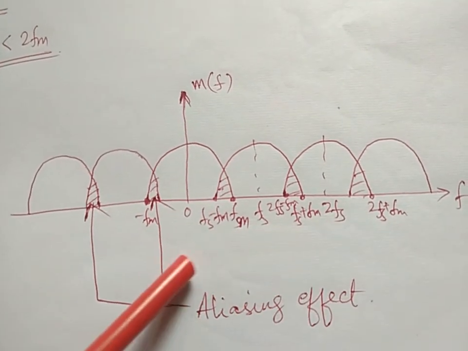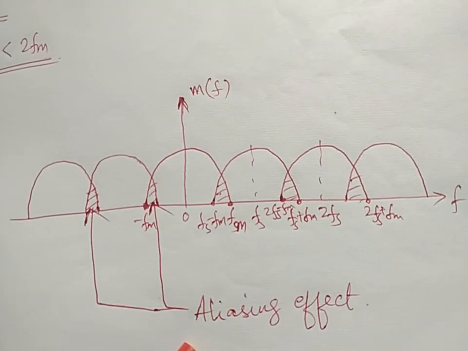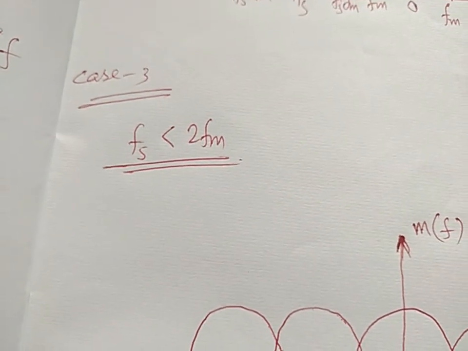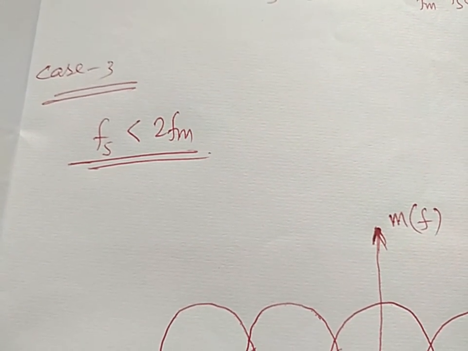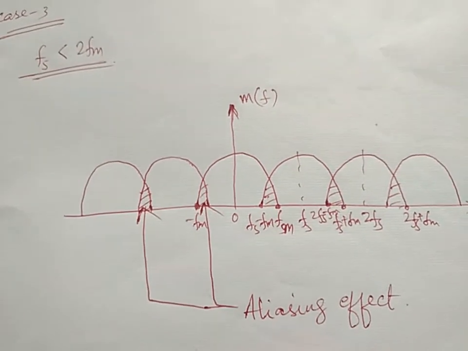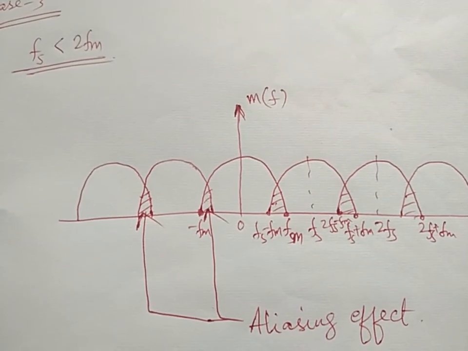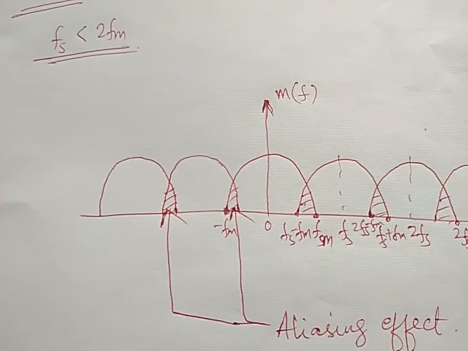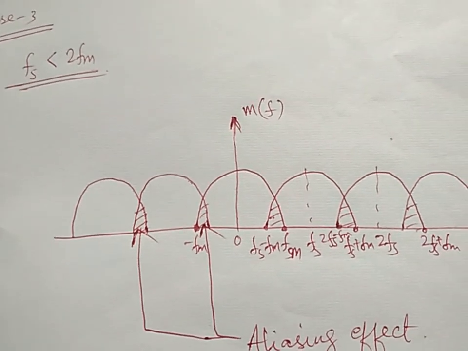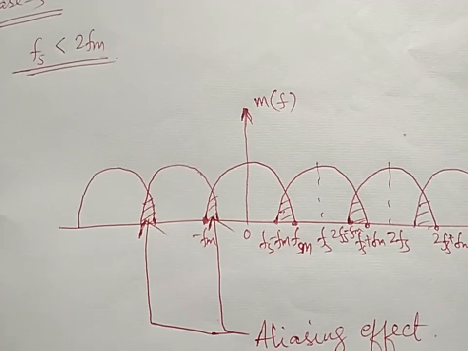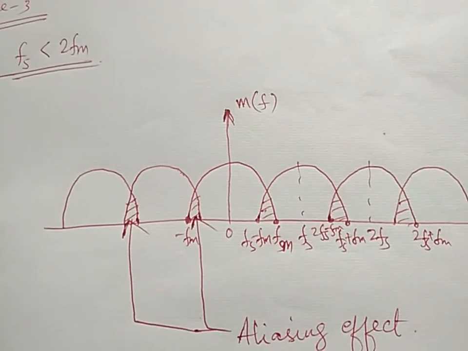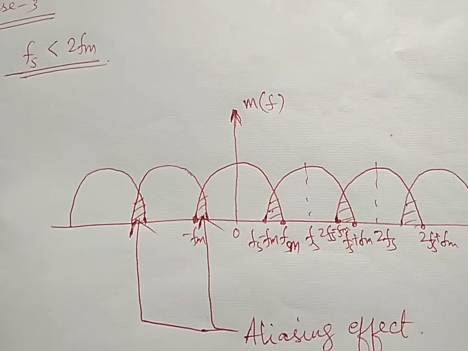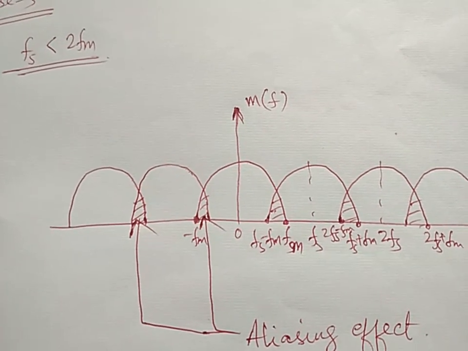So if I cannot recover back, I should not keep fs less than twice fm, otherwise I can't recover back the message signal from its samples. So you can see the sampling theorem is proved. fs should be kept equal to twice fm or greater than twice fm to recover back the message signal from its samples. So that's how very easily you can prove the sampling theorem, and it is very easy, you can see that.